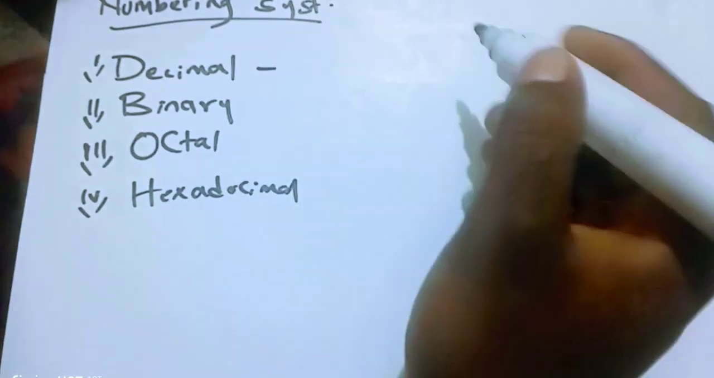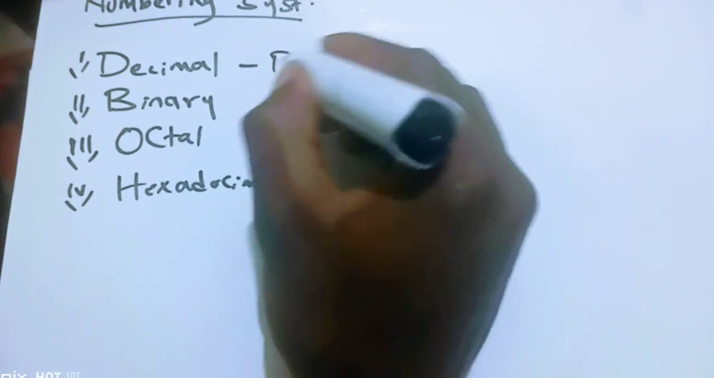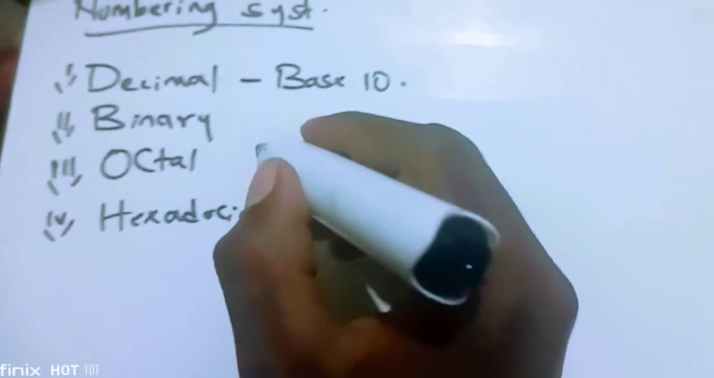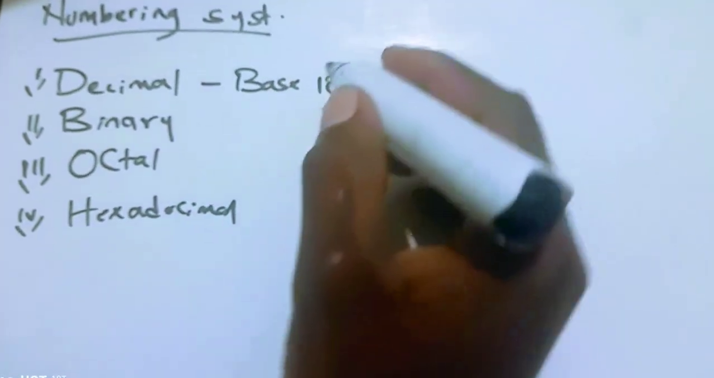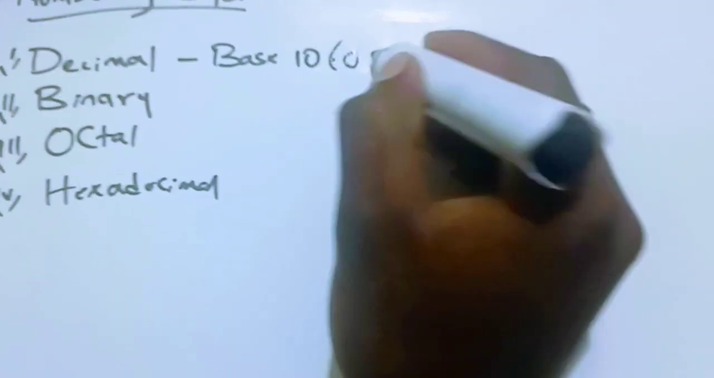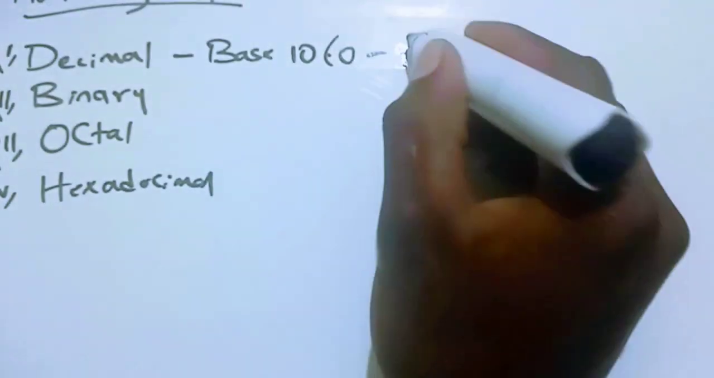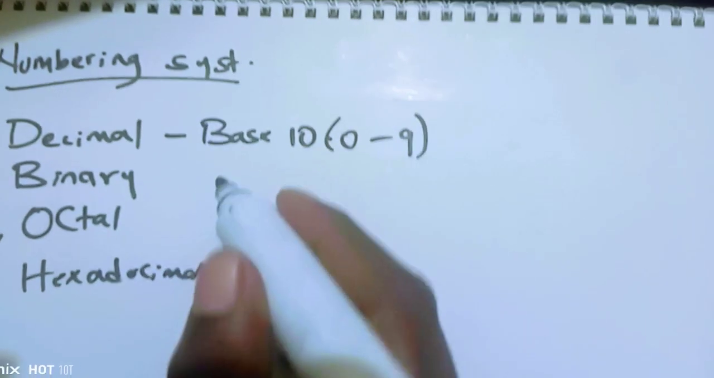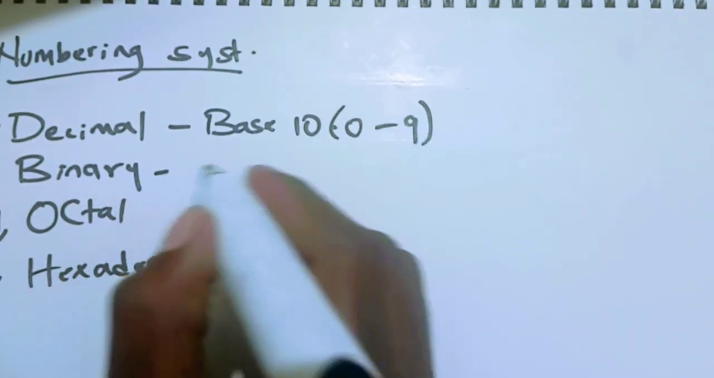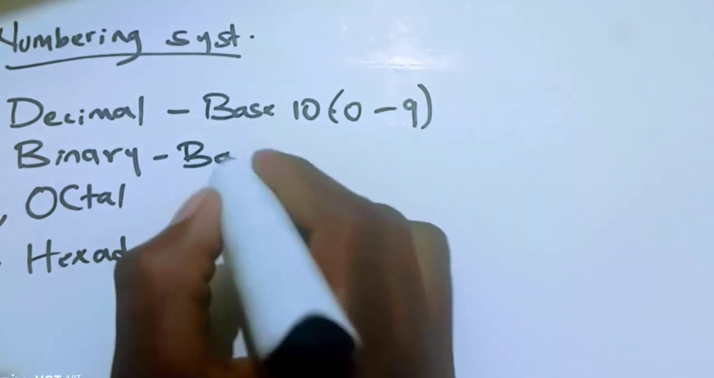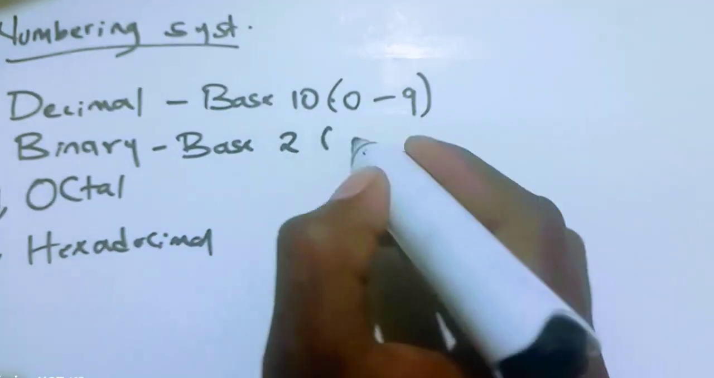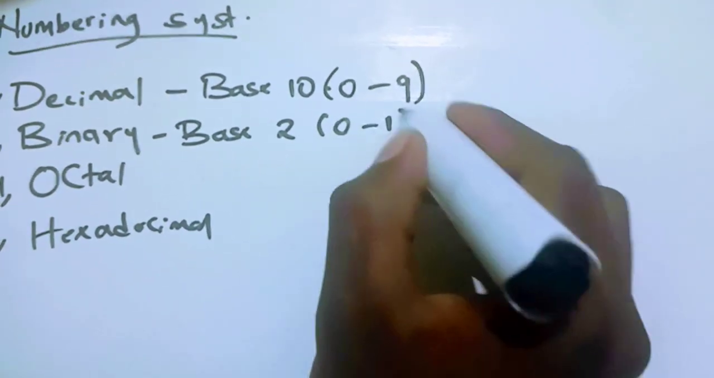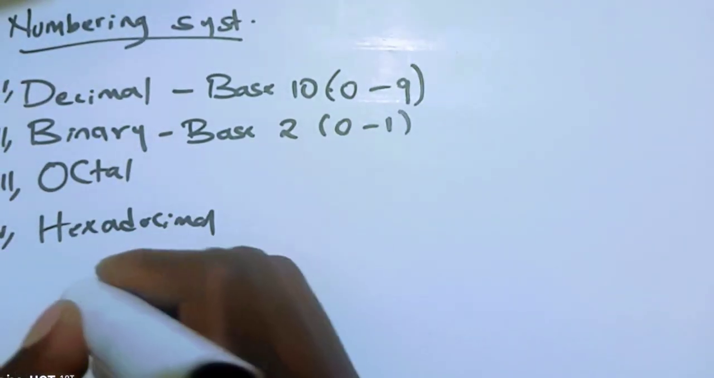For instance, the decimal number system has a base of 10, and by base 10, this simply means that it has 10 digits when you count from 0 to 9. Now, the binary has only 2 digits. That means that it has a base of 2. Those 2 digits are only 0 and 1. So it can vary according to those 2 digits.